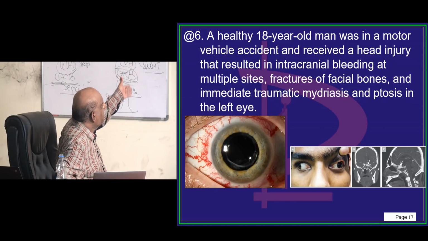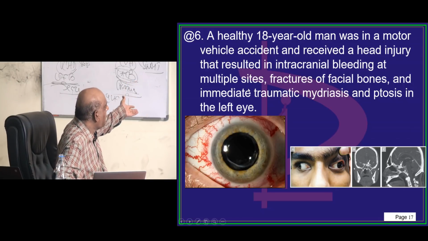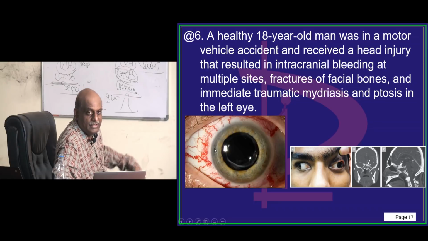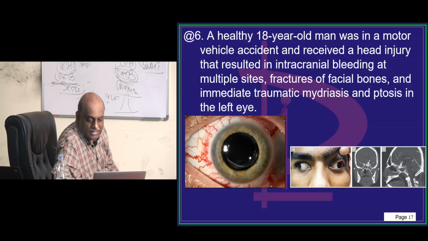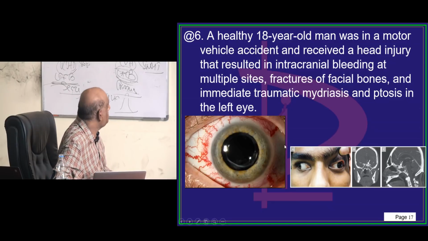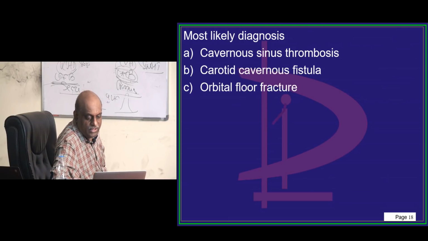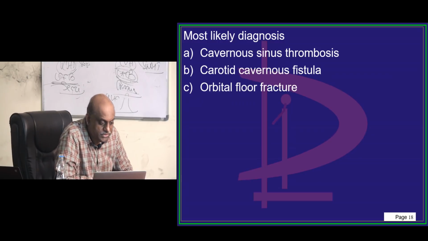Now a healthy 18-year-old man was in a motor vehicle accident, received a head injury, and there is an intracranial bleeding, fracture of the facial bones, immediate traumatic mydriasis, ptosis in the eye, and you can see a lot of collaterals which are classically seen. So, what is your diagnosis, doctor? What is the most likely condition?